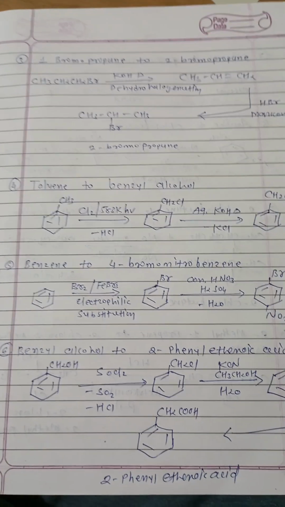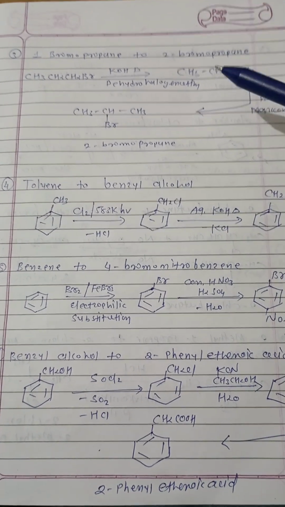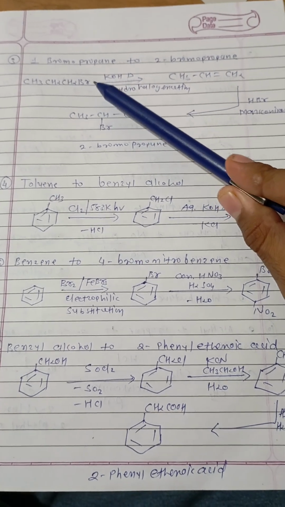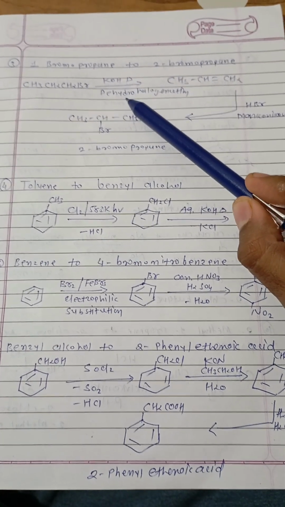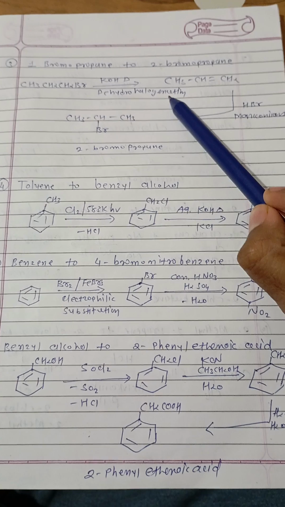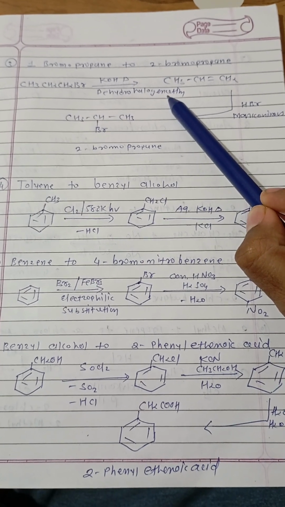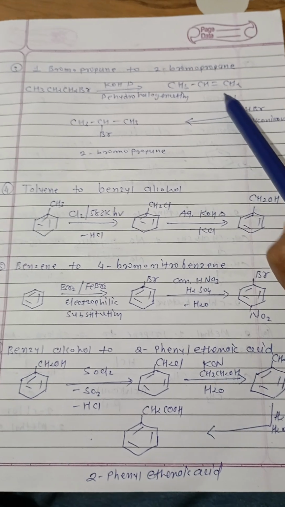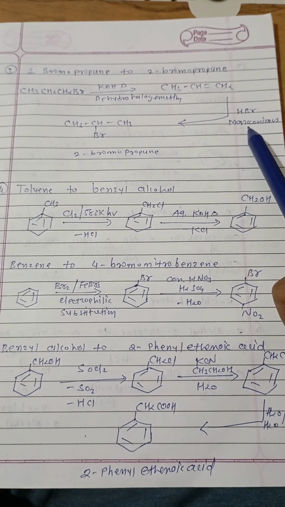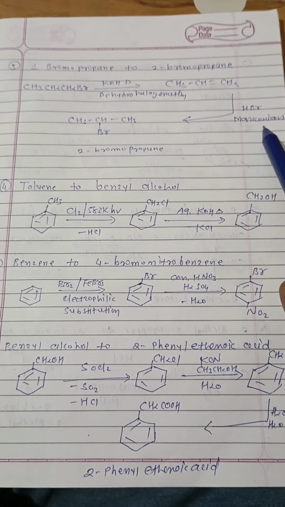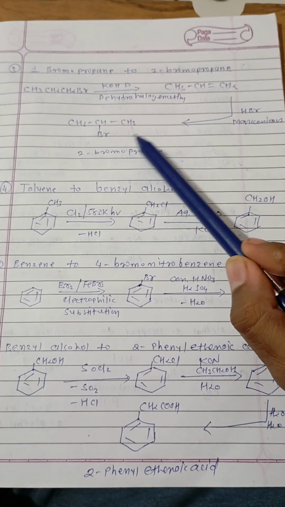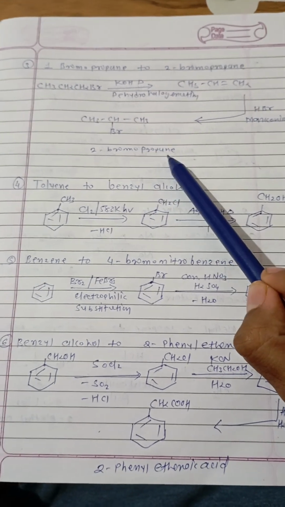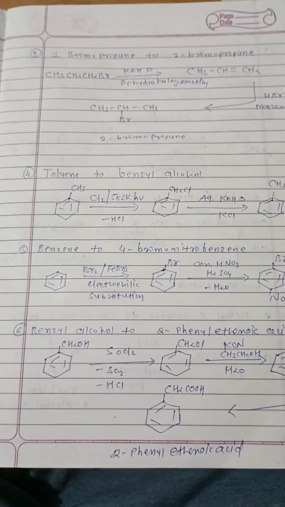Next is 1-bromopropane to 2-bromopropane. Here we have 1-bromopropane, which reacts with KOH, and a dehydrohalogenation reaction happens. We remove KBr and H2O, and it will form prop-1-ene. Further it reacts with HBr following the Markovnikov rule, and according to the Markovnikov rule, we get 2-bromopropane as the final product.